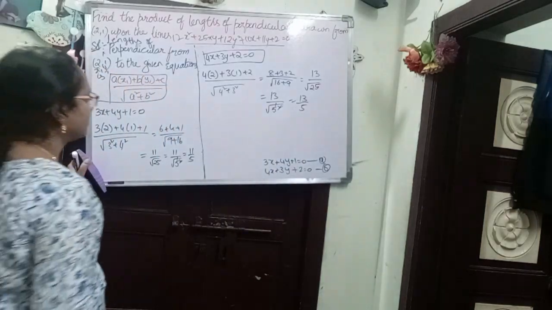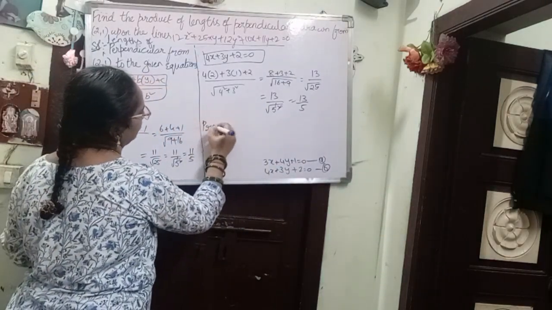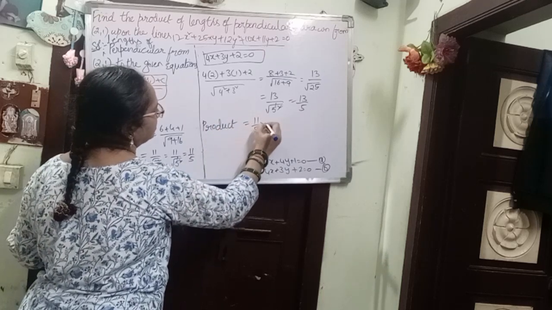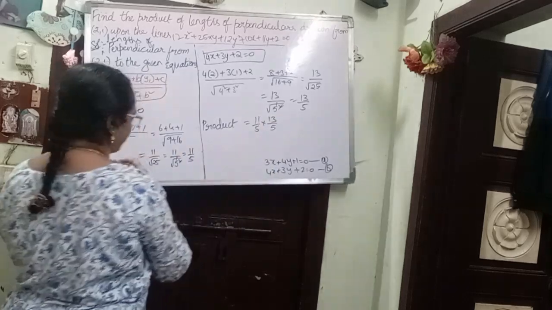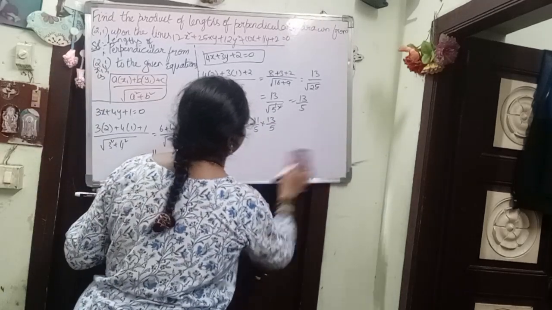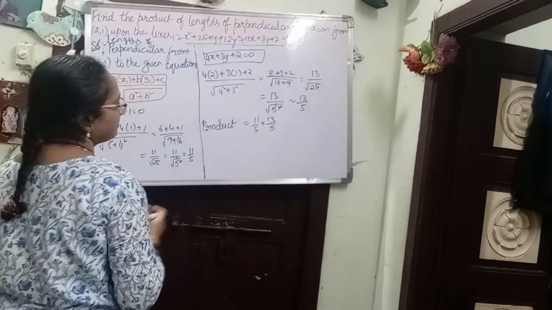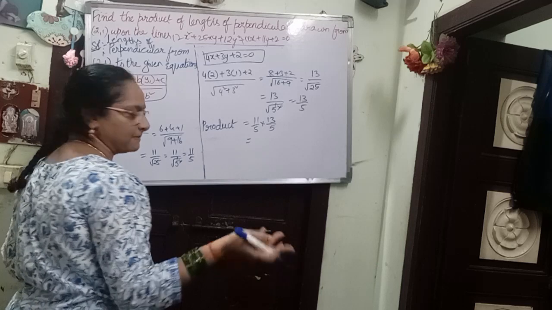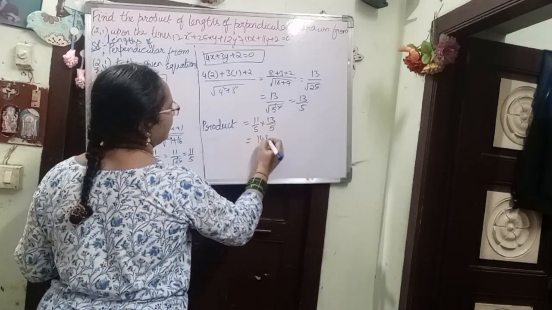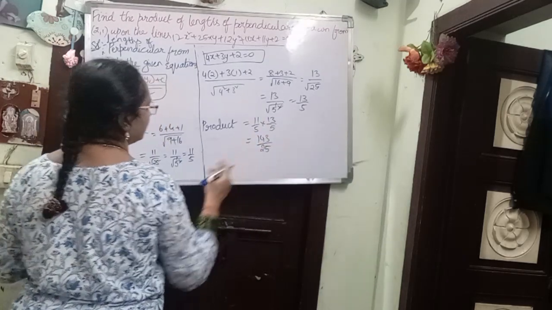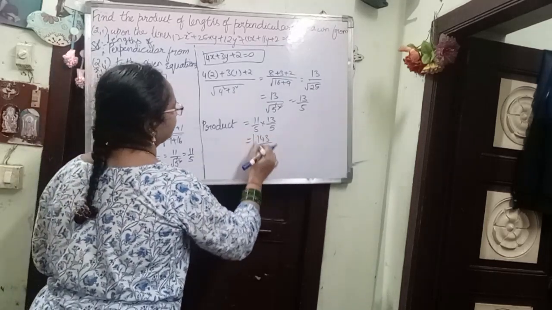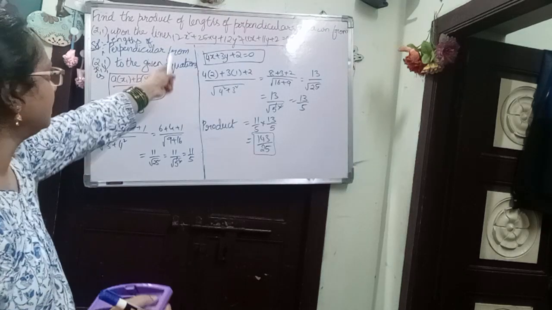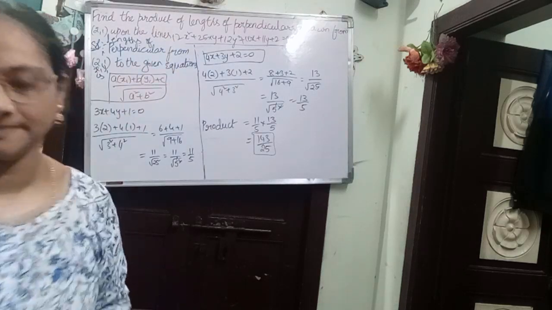So the product is 11 by 5 into 13 by 5. If you multiply two fractions, numerators are multiplied and denominators are multiplied. So 11 13s are 143 by 5 5s are 25. This is the solution. This is the product of the lengths of perpendiculars drawn from the given point to the given pair of lines. Got it? Okay.